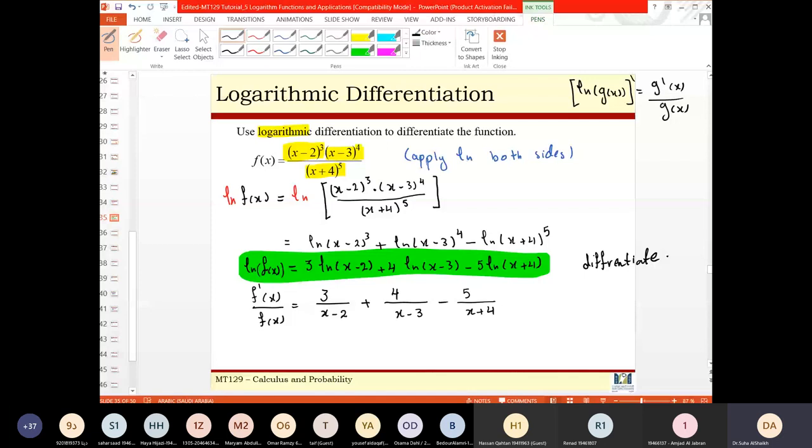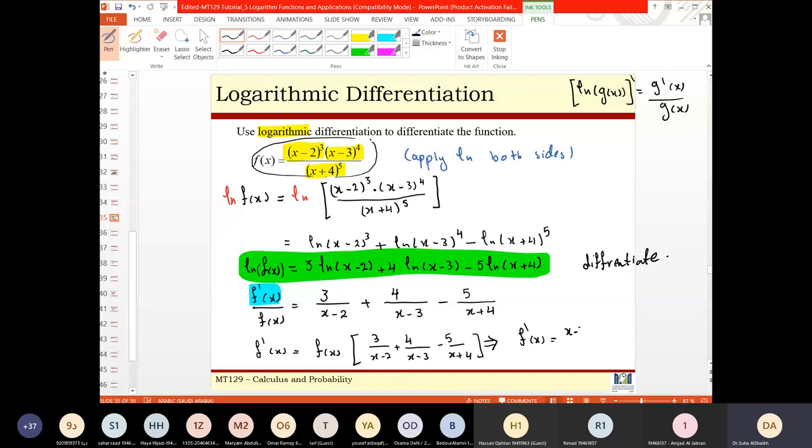Already we found the derivative. The derivative is now here, but it is f dash over f of x, so I can do cross multiplication. So f dash of x is actually equal to f of x multiplied with this, which is 3 over x minus 2 plus 4 over x minus 3 minus 5 over x plus 4, which implies that f dash of x. What is f of x? I go back to this f of x.